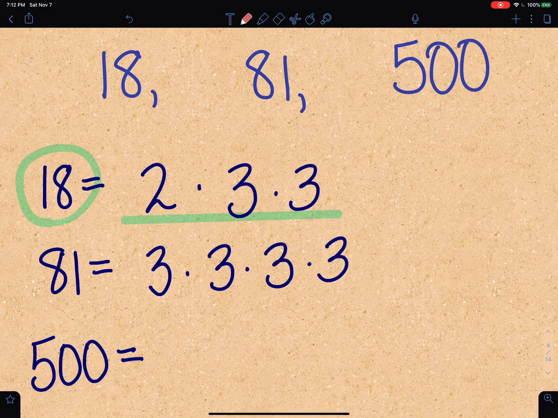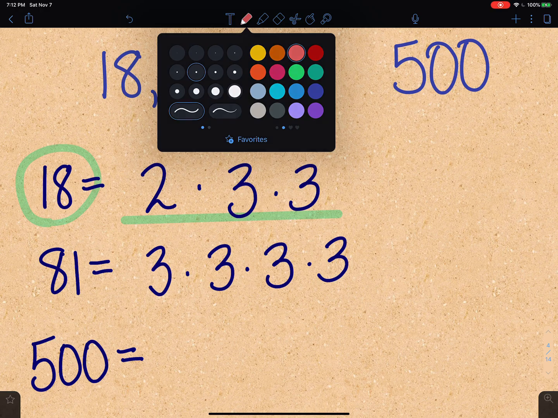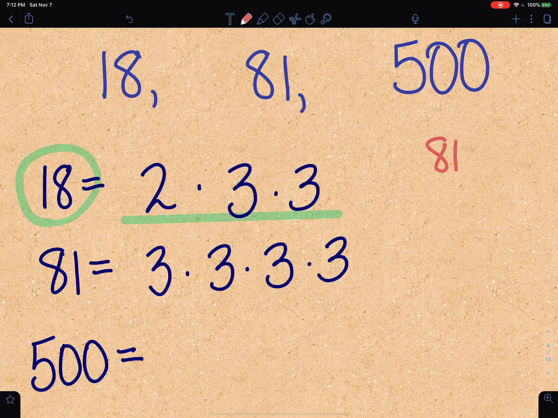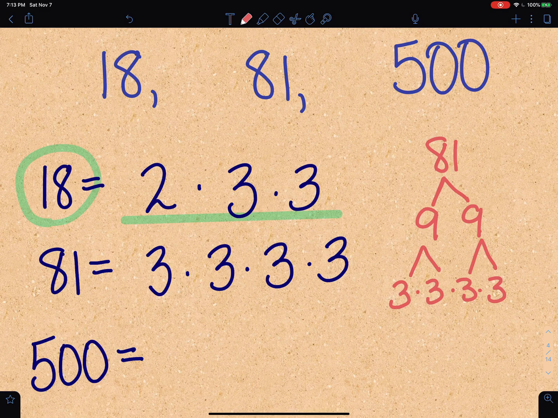Then let's do that for 81. I know that 9 times 9 is 81, so that's another way to do it. And then 9 can be 3 and 3, and 3 and 3. So these are the prime factors. I can't break that down anymore. 3, 3, 3, and 3. Okay, so there's 4 3s, and there they go.